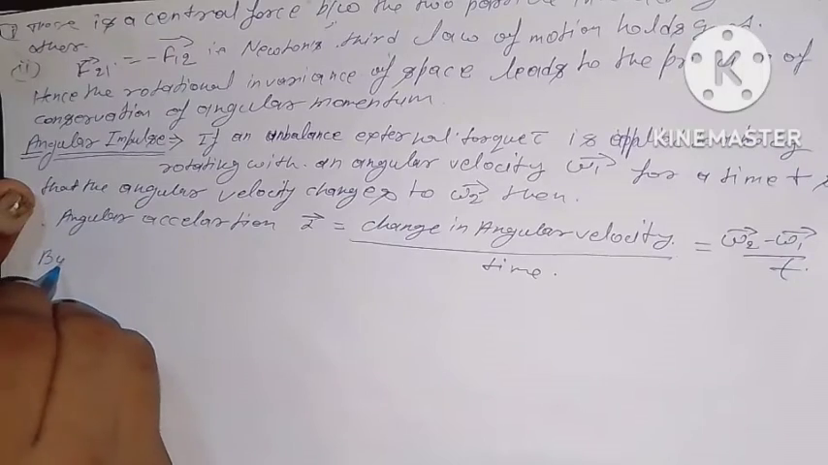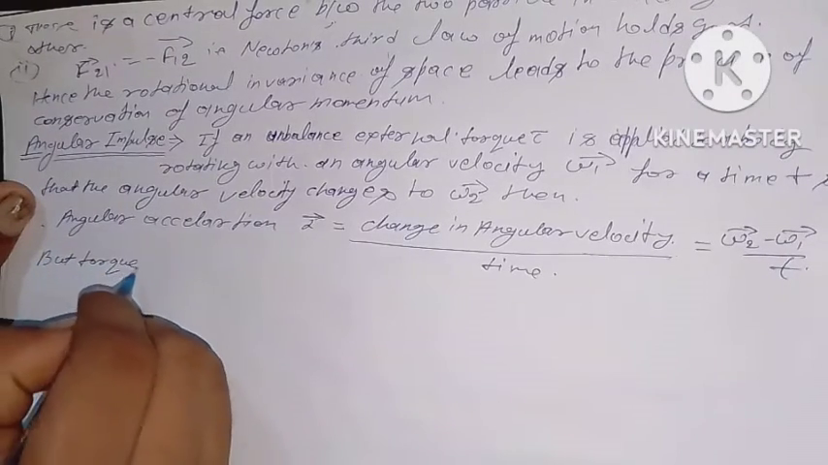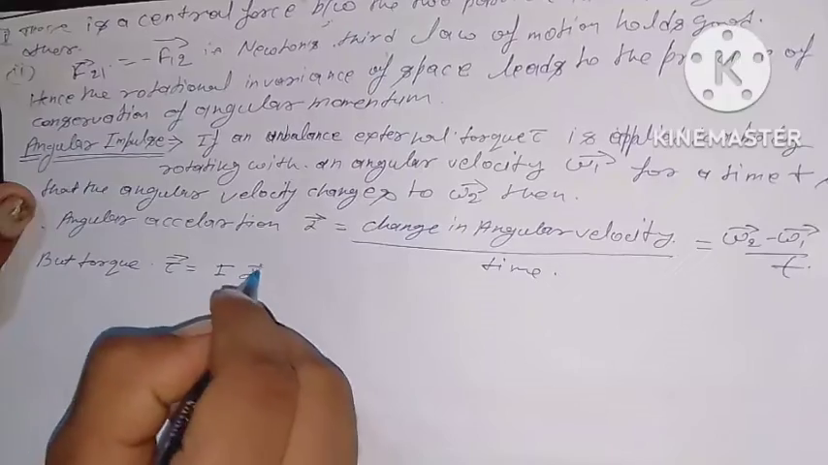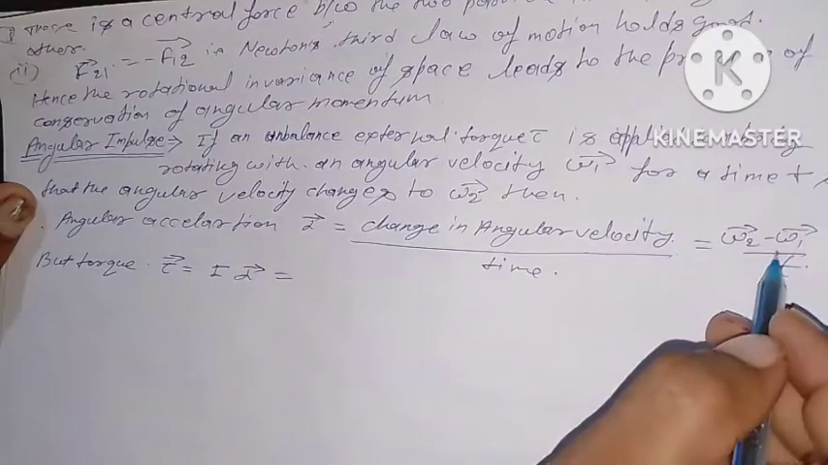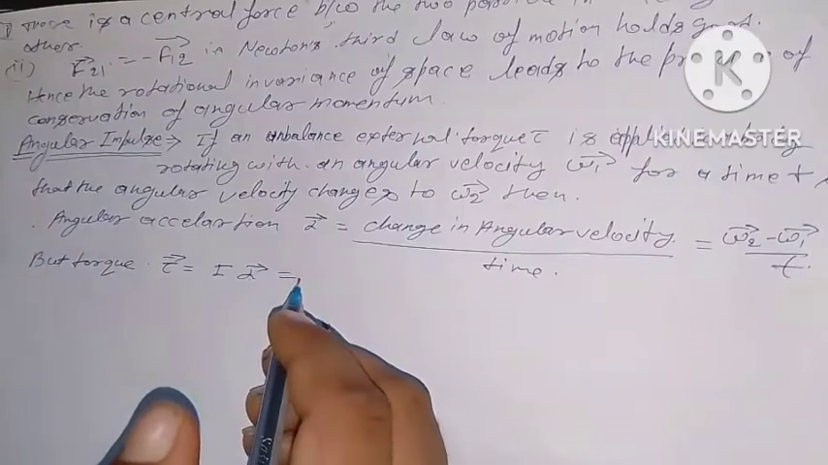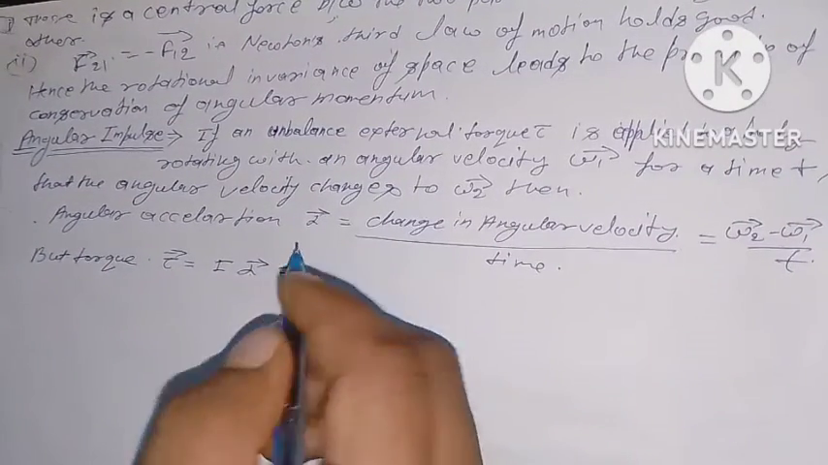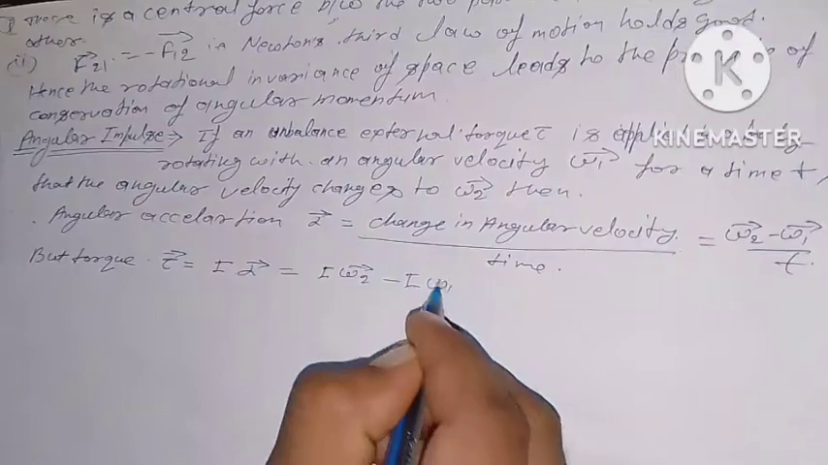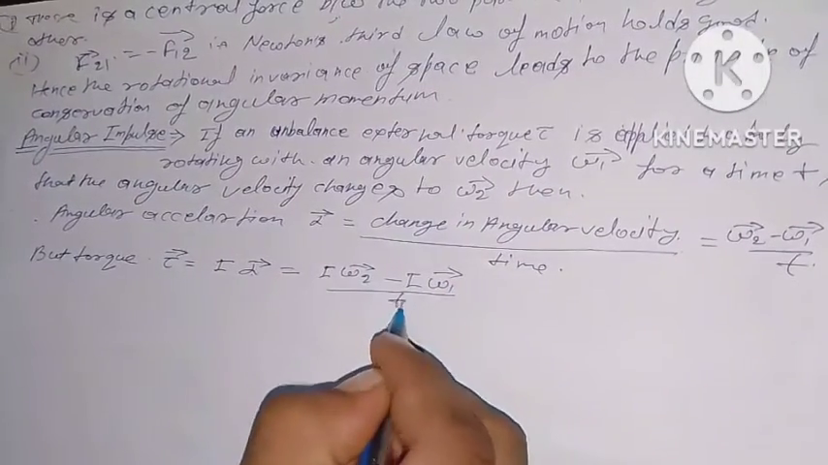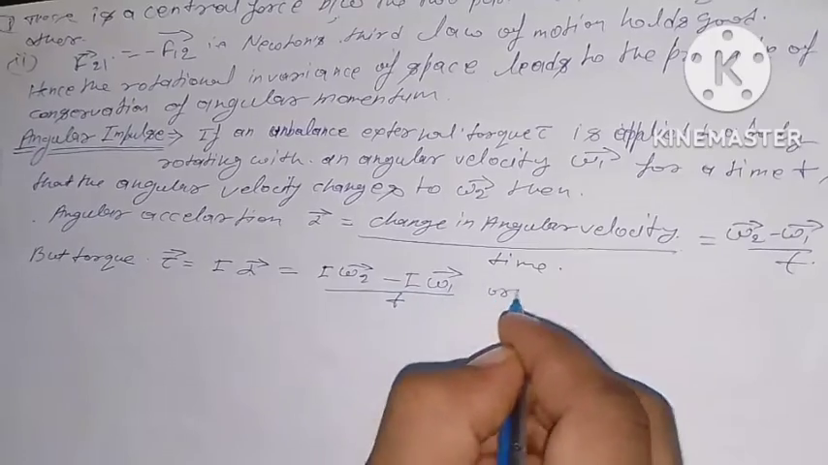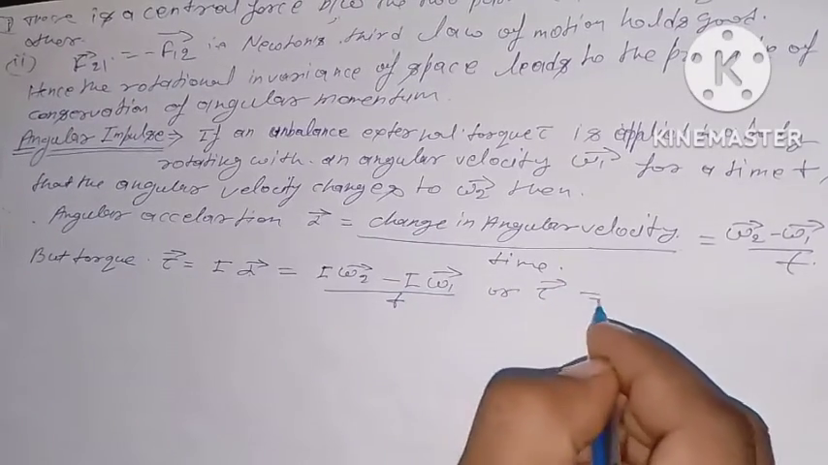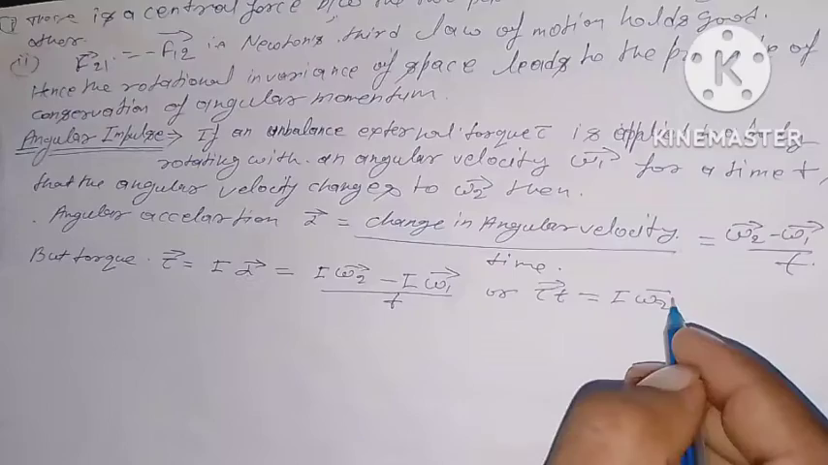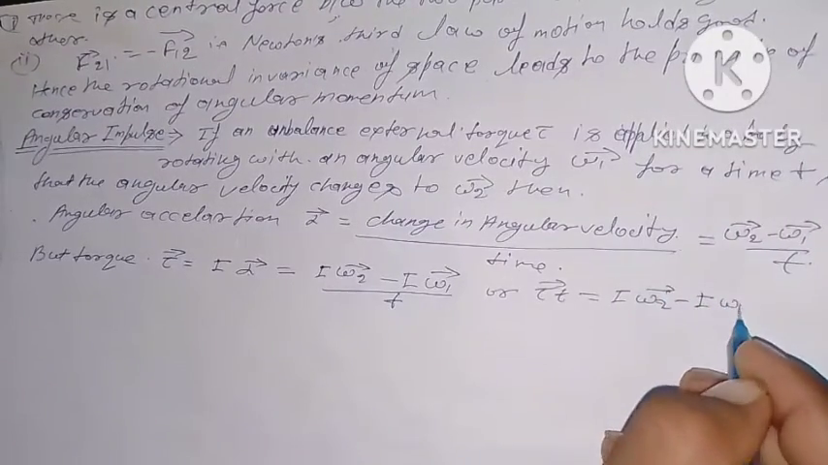But torque tau equals I alpha vector. Putting the value of alpha here, tau equals I omega 2 vector minus I omega 1 vector upon time t, or tau t equals I omega 2 vector minus I omega 1 vector.